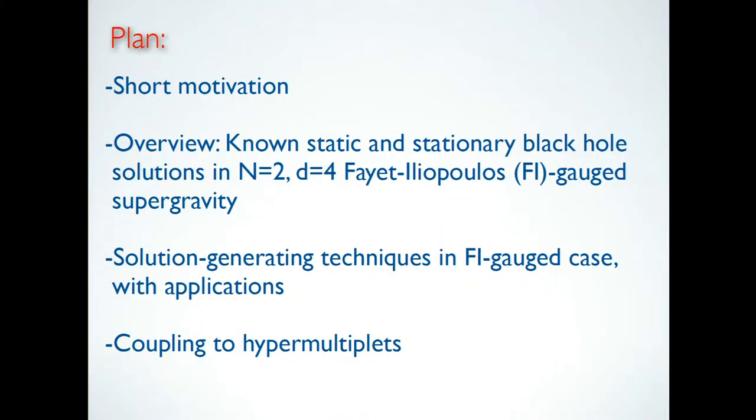After a short motivation, I will try to give an overview of known black hole solutions, analytic solutions, in four-dimensional N equals 2 Fayet-Iliopoulos gauged supergravity. I will show you for which class of black holes an exact microstate computation has been done. After that, I will still focus on the FI gauged case, and I will show you that there exist solution generating techniques. Then I will give an application of this to add rotation to a given seed solution. After that, I will come to the coupling of hypermultiplets. And this is, again, a topic that has become fashionable recently.